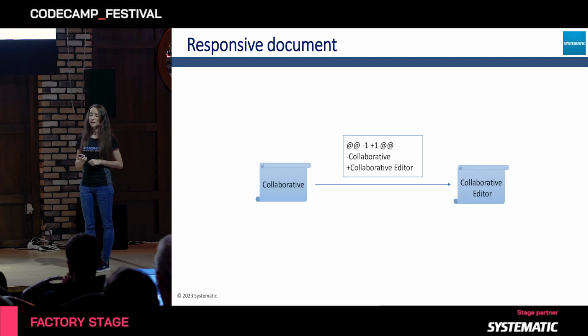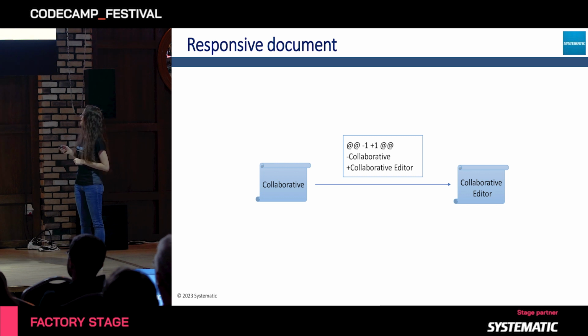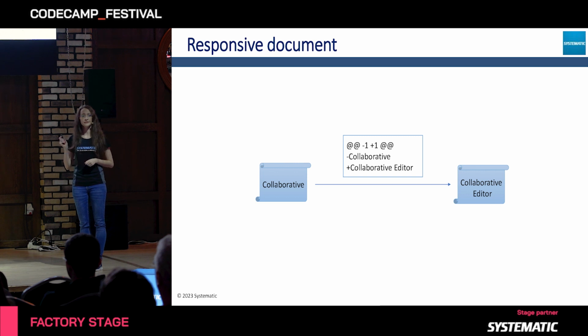And for this, we have again looked at what Git offered, and we looked at the Git diff. Initially, let's assume that we have collaborative in the document, and we start typing editor. If we look at the Git diff, it only tells us that at line 1 this was changed from collaborative to collaborative editor, and the intention might not be very clear on this.